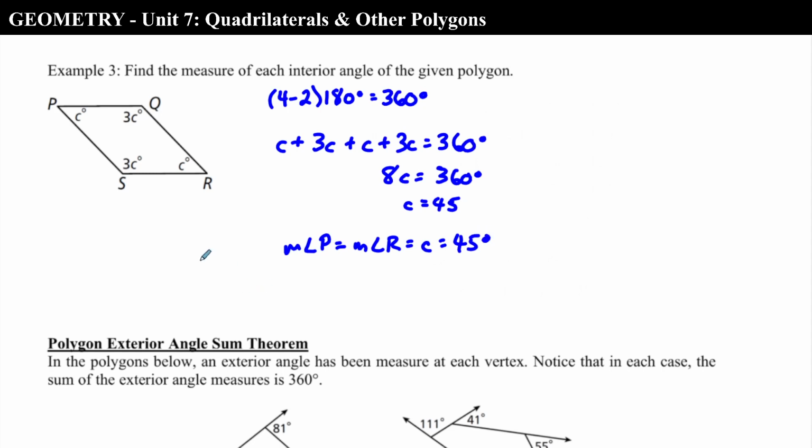The measure of angle Q equals the measure of angle S, which is 3C, which is 3 times 45, and that gives you 135 degrees. So if you add 135 and 135 and 45 and 45, that will come back around and give you 360.